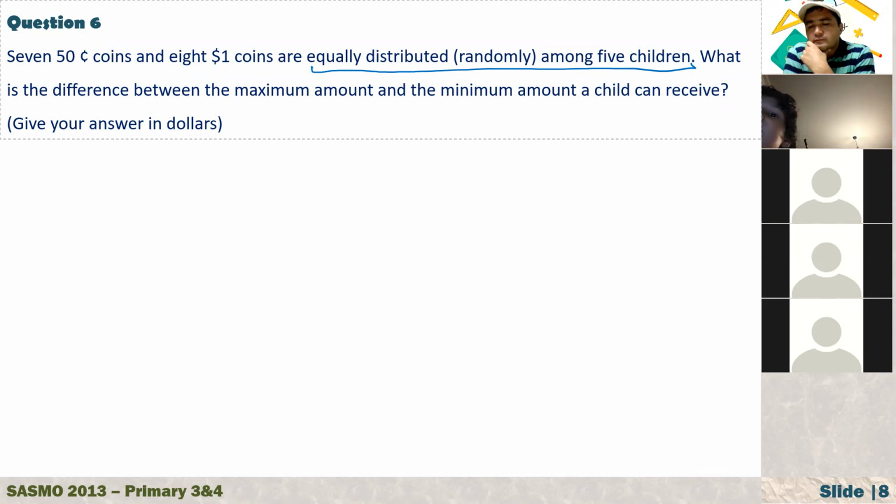No, how many coins do we have here altogether? 7 50-cent coins and 8 $1 coins. So altogether, how many coins do we have? 15, right? And Shamil, if you distribute this equally among 5 children, each child receives how many coins? 3. We have 15 coins, right? Okay, that is what we mean by this.